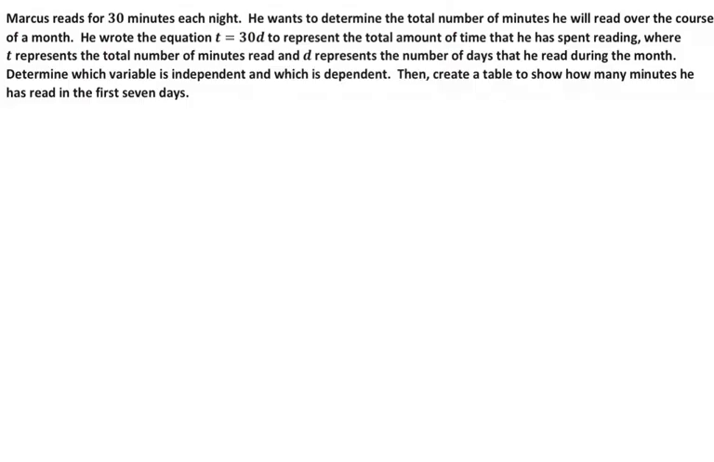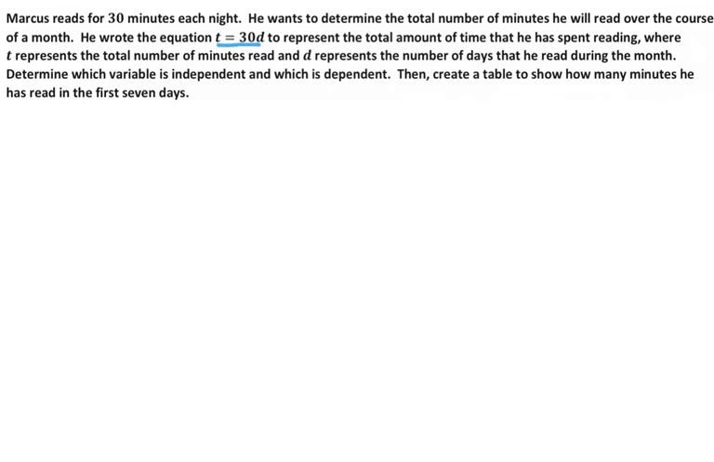So our first example, Marcus reads for 30 minutes each night. He wants to determine the total number of minutes he will read over the course of a month. He wrote the equation T is equal to 30D. That's important to know because we're going to be using that to represent the total amount of time that he has spent reading, where T represents the total number of minutes read and D represents the number of days that he read during the month. Determine which variable is independent and which is dependent. Then create a table to show how many minutes he has read in the first 7 days.